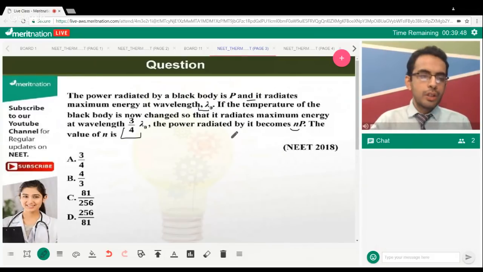Okay. So the value of N is, Nilesh, every chapter is important. Every chapter has its own importance. Okay, you cannot deny any chapter's importance.